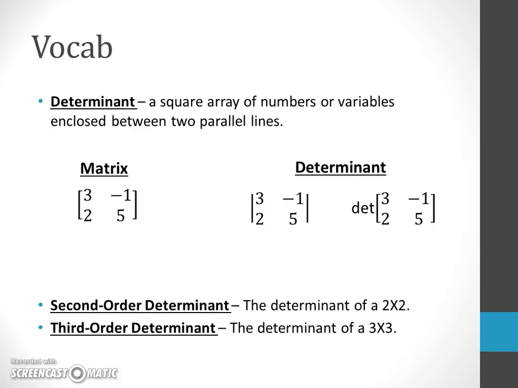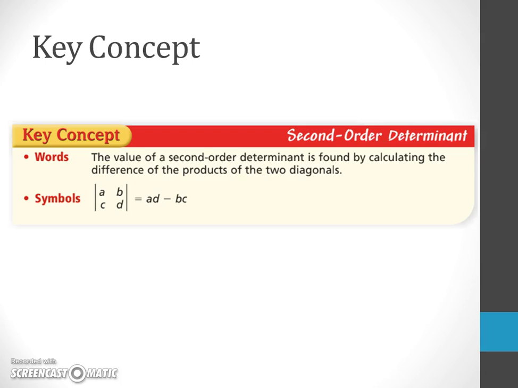A second order determinant is the determinant of a 2x2. A third order determinant is the determinant of a 3x3. So our key concept here is that the value of a second order determinant is found by calculating the difference of the products of the two diagonals. So we multiply A times D, which is the first diagonal, and then we subtract the diagonal B times C.